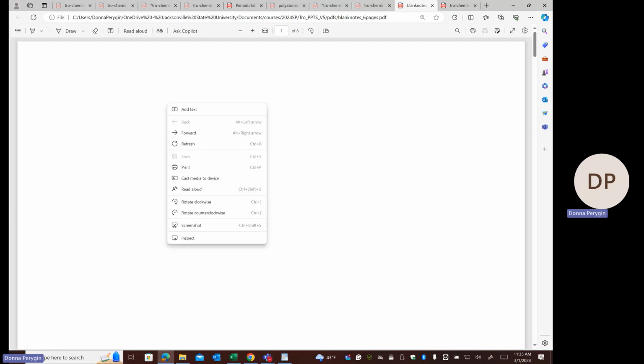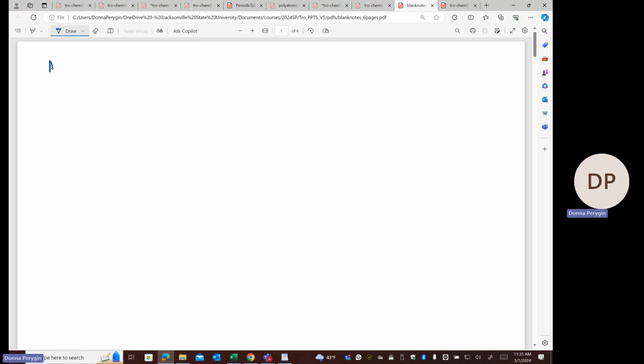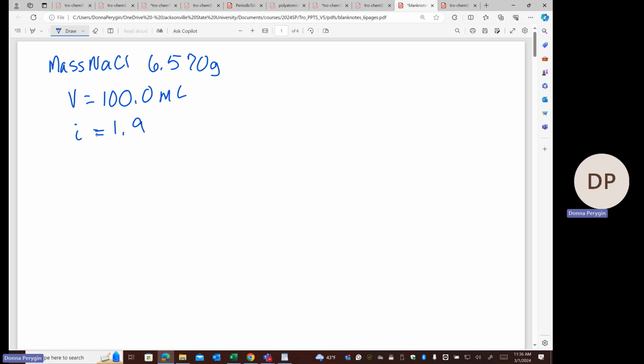Okay, at this point, I have a blank slide here, and I'm going to write down my data and the information that we need to solve this problem, okay? I made up this data and back calculated it so that you would have different data from me, okay? So my mass of sodium chloride, I'm going to say I had 6.570 grams, okay? My volume is still 100 milliliters, and my I is going to be equal to 1.9. So the I, or the Van Hoff factor, is 1.9 for sodium chloride, okay?